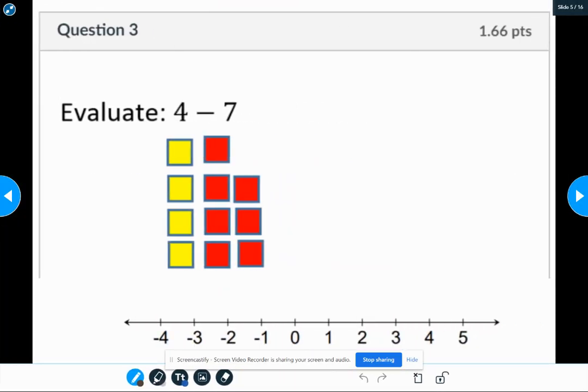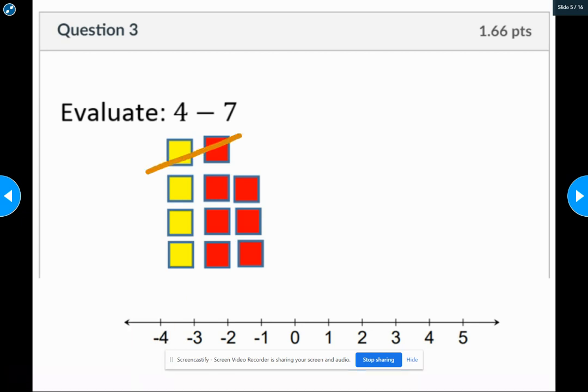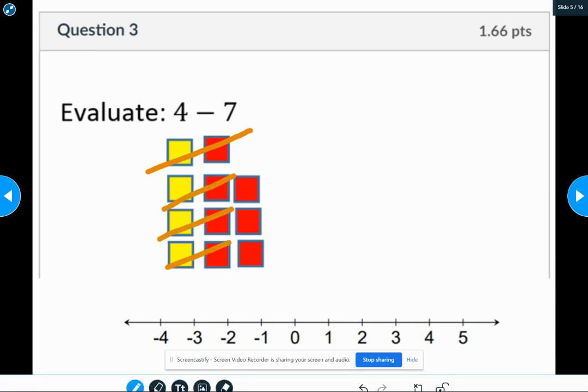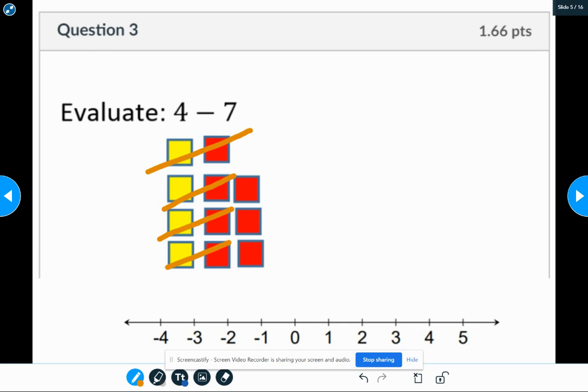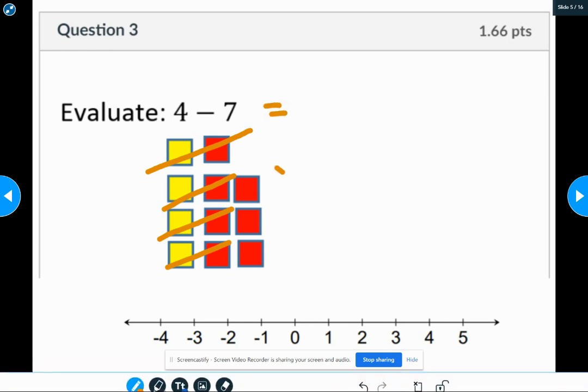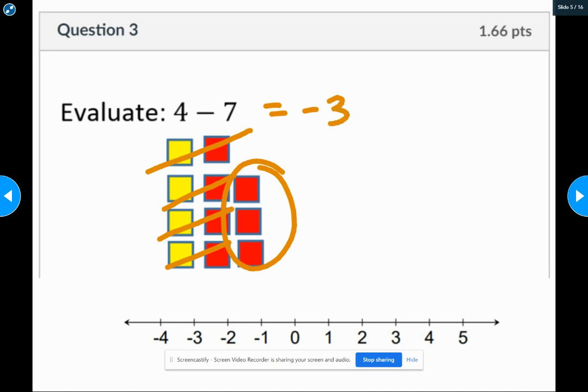Okay, number 3, we have 4 minus 7. So if you're looking at it with tiles, a positive 4 and a negative 7. Remember, we're treating that subtraction symbol as a negative. But whenever we have charges, and we have a positive and a negative, they attract. So if we take all of the positive negative pairs away, we are left with simply negative 3.